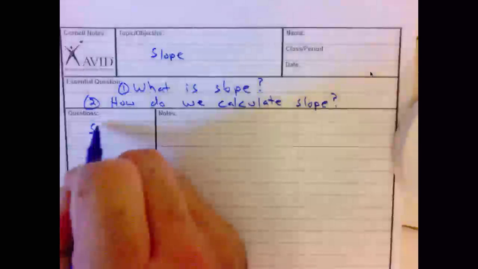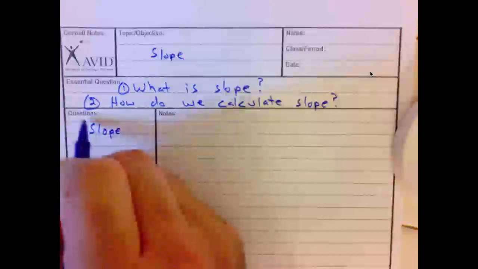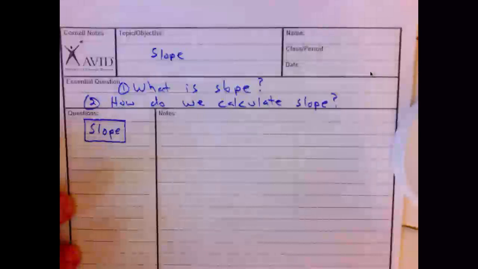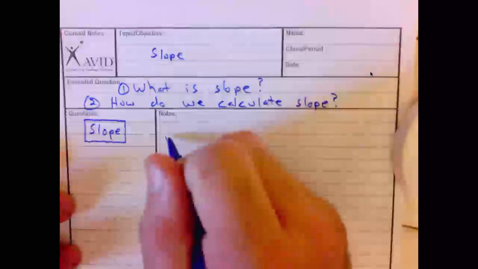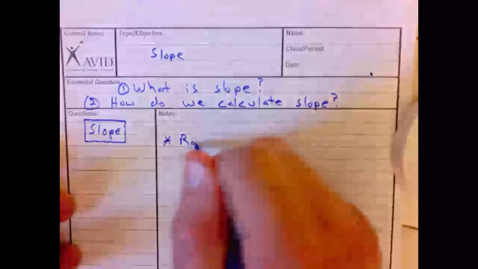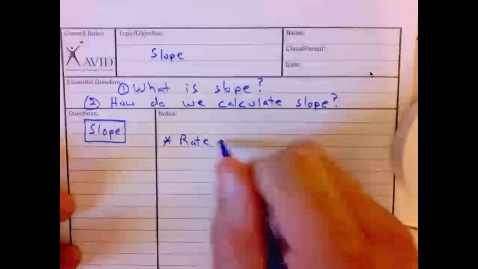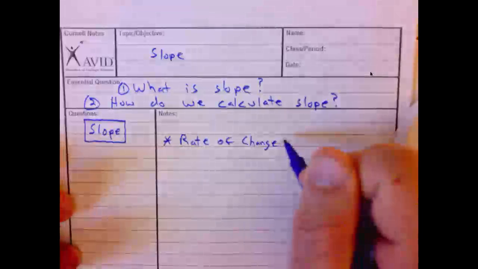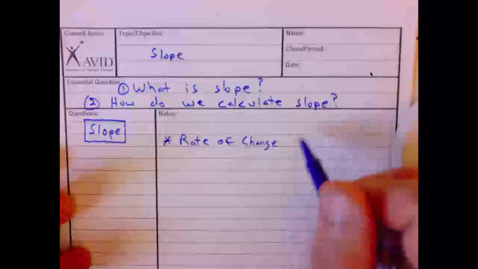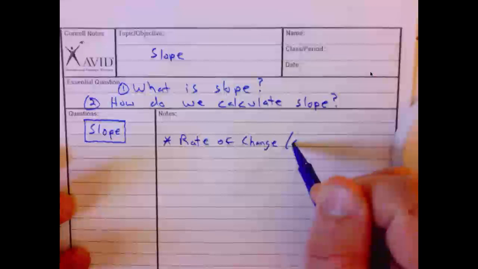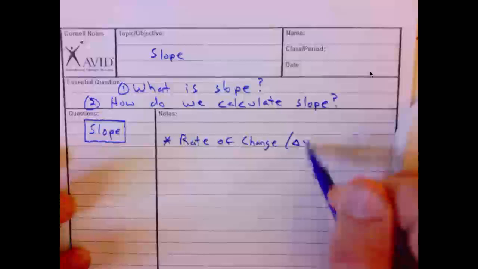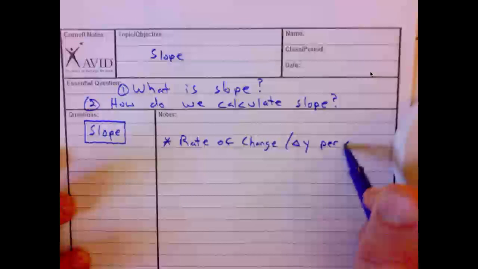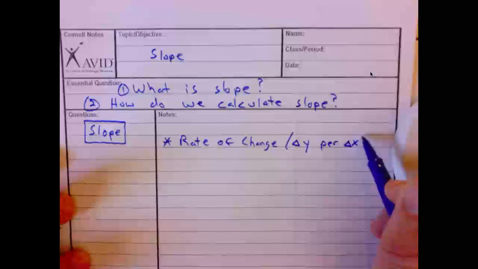Slope. We will have a couple of different definitions we use for slope. First and foremost, it is a rate of change. And what we mean by rate of change is a change in y divided by a change in x.